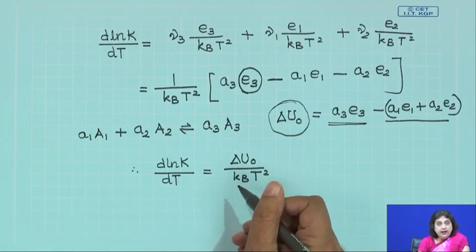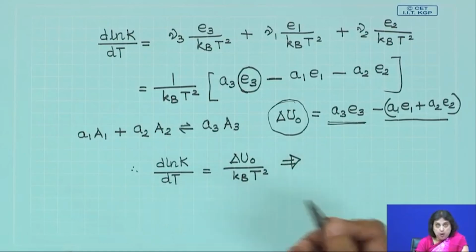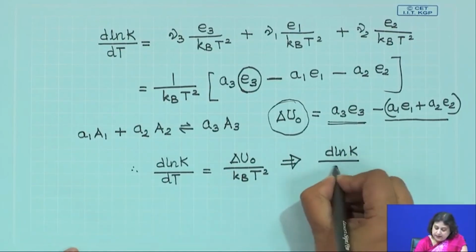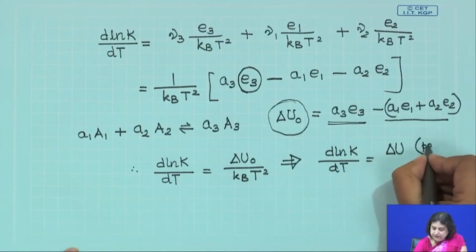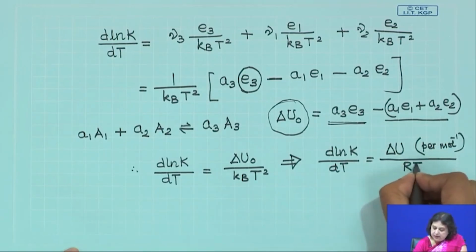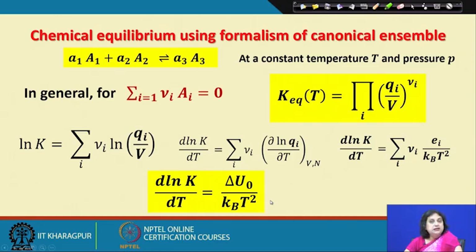If I do this entire exercise per mole of the species, then d ln K/dT will be related to delta U per mole divided by capital R T squared. So, now we have got this very important result that d ln K/dT is equal to delta U naught by k T squared, which can eventually be written in terms of the per mole quantities.